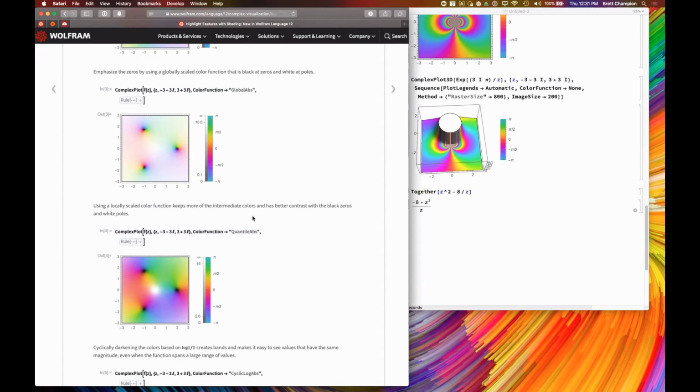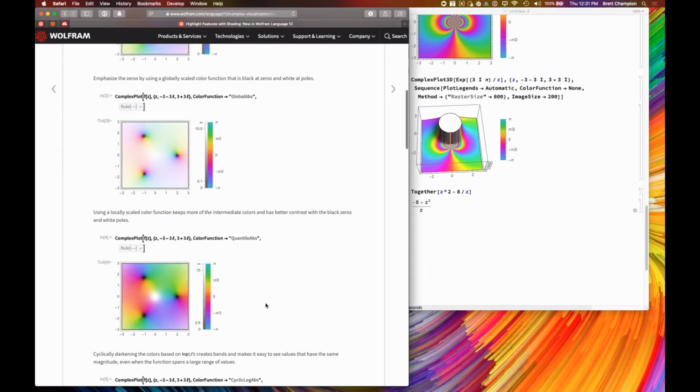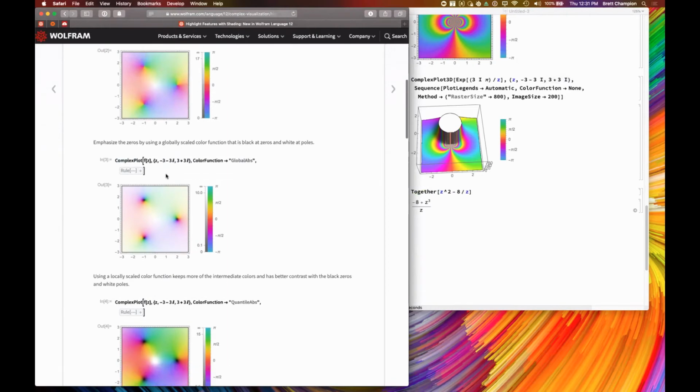So this is based on the quantiles of values that you see. I forget what the exact number is, but say you start going to your really dark black shading for the bottom tenth and your really white shading for the top tenth of the values. And so you get the blacks and the whites for the zeros and the poles without washing out the intermediate colors quite so much compared to this one or that one.